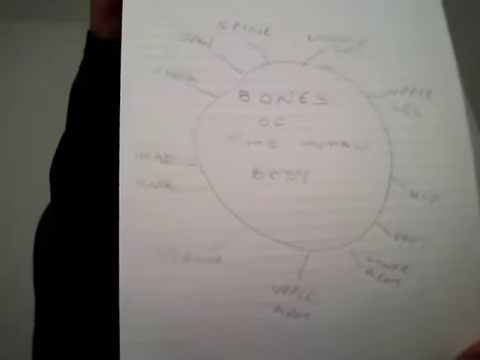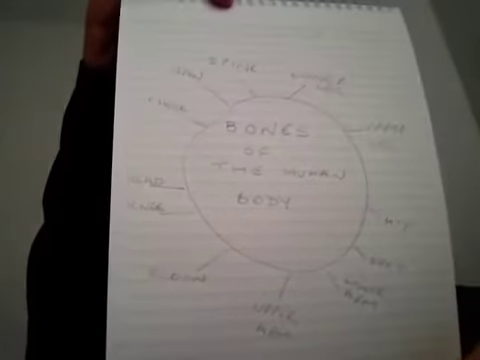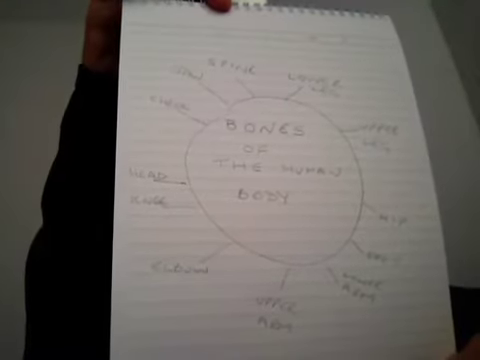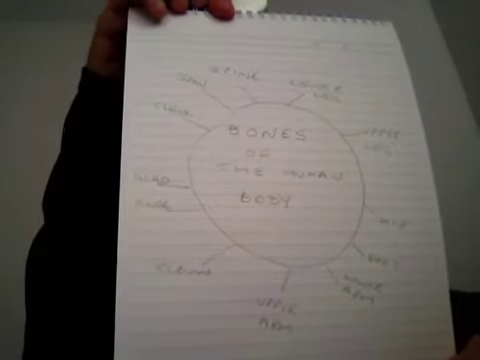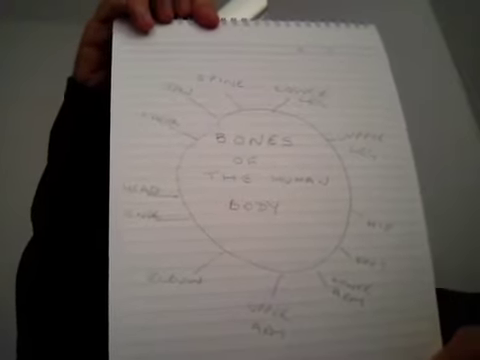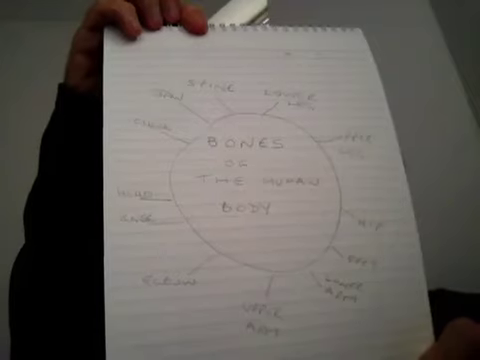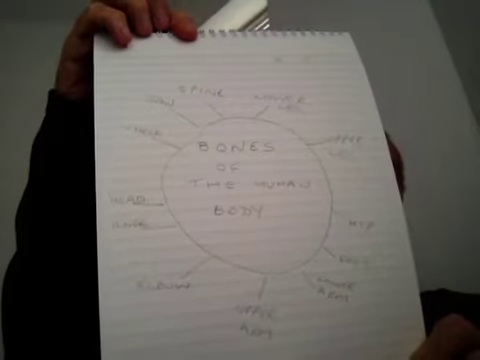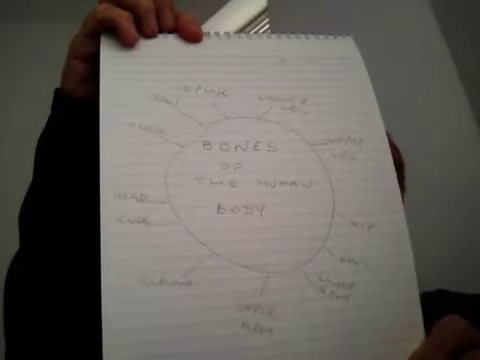Let us say, for example, that our topic of the day was the bones of the human body. And if we talk about the bones of the human body, we know that we've got lots of bones, and we would have a circle like this. Bones of the human body. Jaw, cheek, head, lower leg, upper leg, hip, arm, lower arm, upper arm, elbow, knee, skull. Many, many different bones. And this would be our starting point.